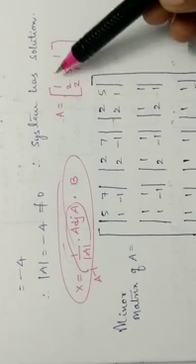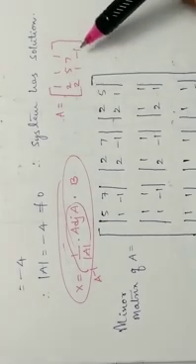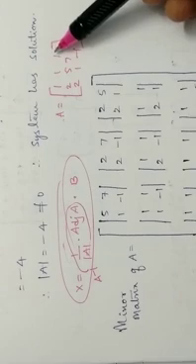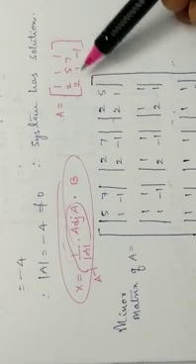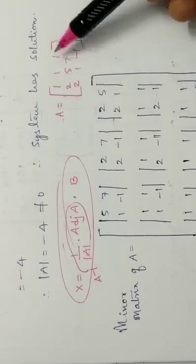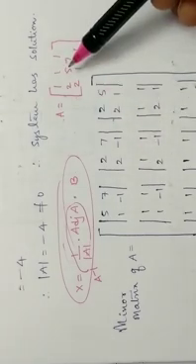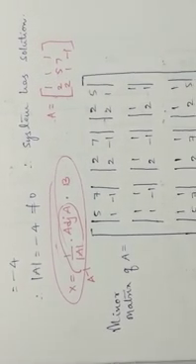So the minor of 1: remove the row and column, and the 4 elements are 2, 7, 2, minus 1. Minor of this one: remove the row and column, and the 4 elements left are 2, 5, 2, 1. Minor of 2: 4 elements, 1, 1, 1, minus 1. Minor of 5: 1, 1, 2, minus 1. Likewise, you have to find the minor of all the elements of matrix A.